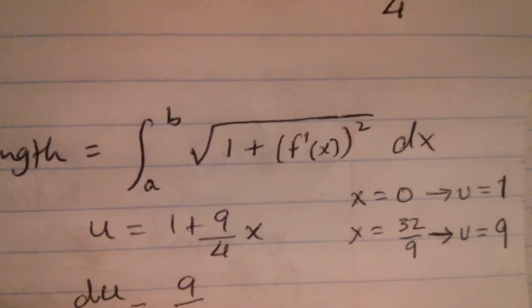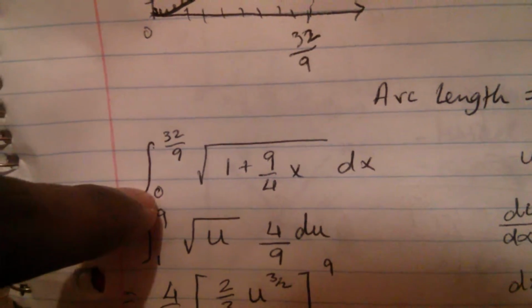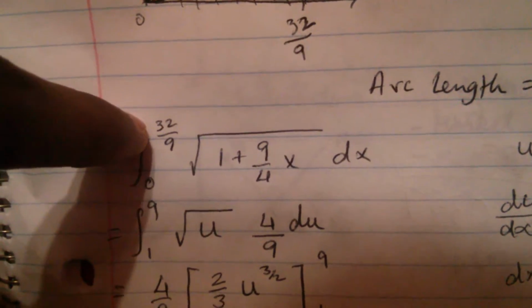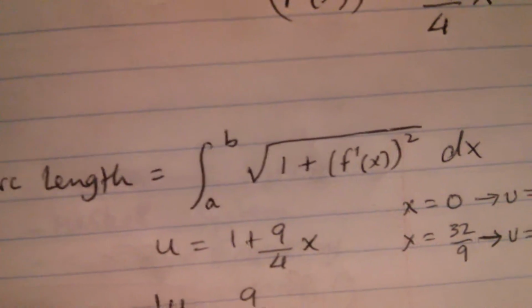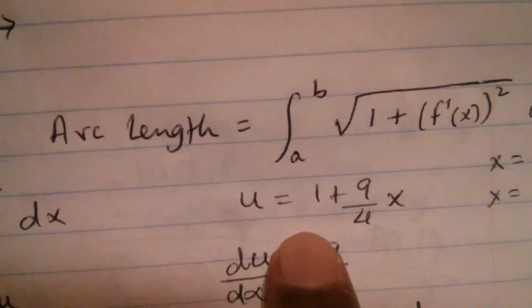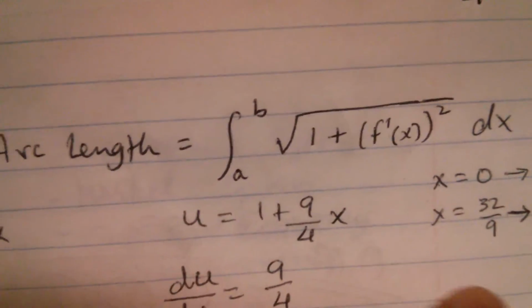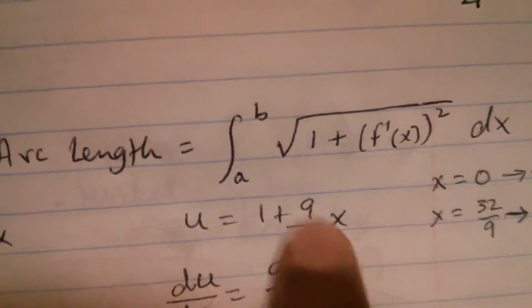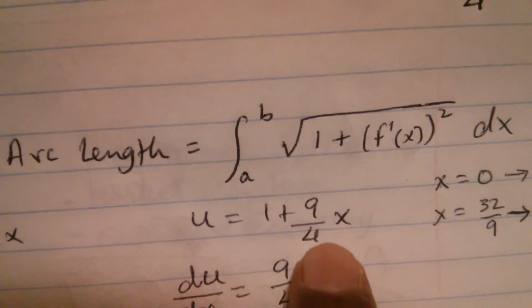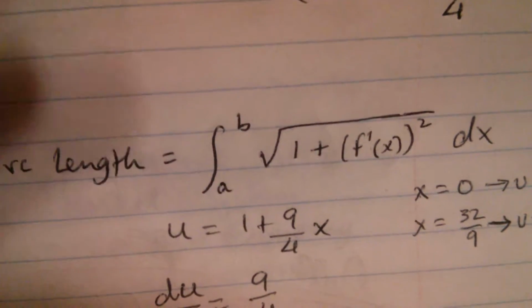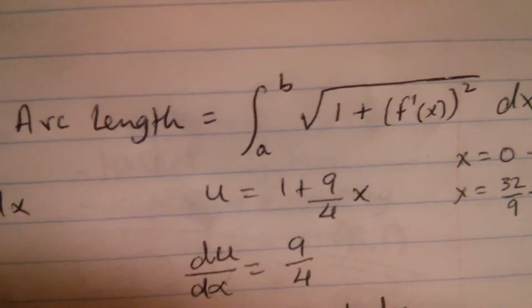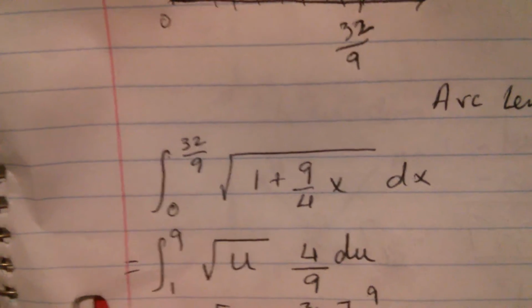Now, we find the u values for the interval from 0 to 32 over 9. When x is equal to 0, you plug it into this formula right here, and you just get u equals 1. And when you plug in x equals 32 over 9, the 9's cancel out, 32 divided by 4 is 8, so 8 plus 1, you get 9. So u equals 9.